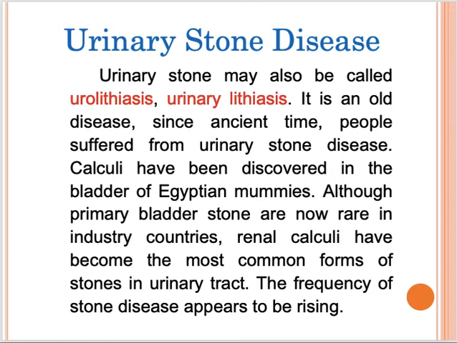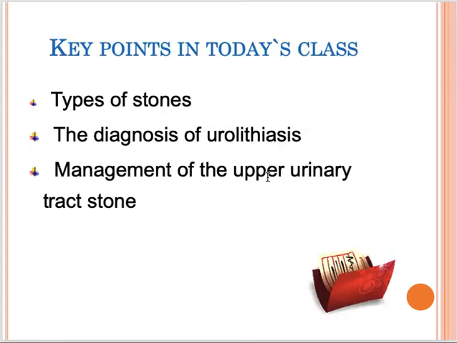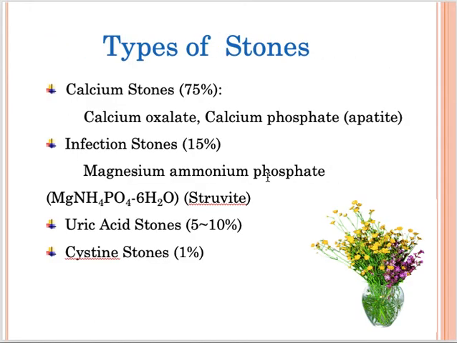So, as you can see over here, urolithiasis or urinary tract stone disease is an old disease, and of course it's a very common disease. It is said that up to 10% of the population over their lifetime can have urological stones, or urinary stones simply. Now, what are the types of stones?